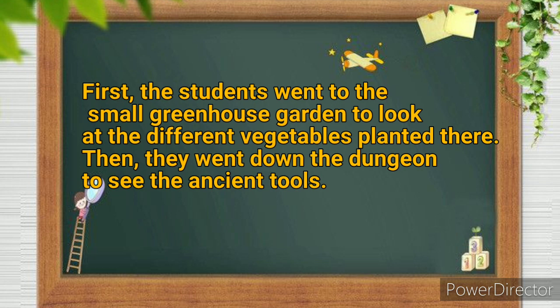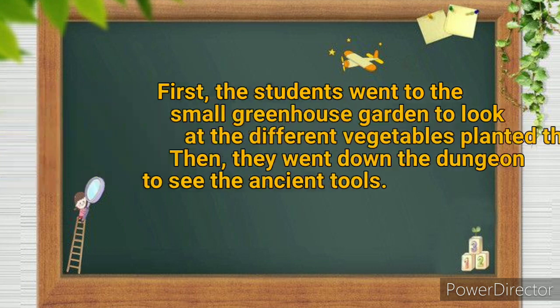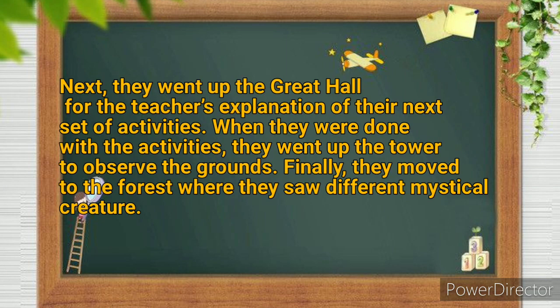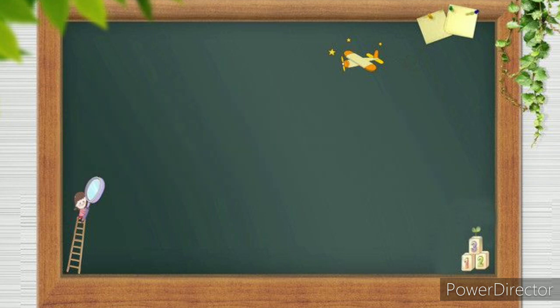First, the students went to the small greenhouse garden to look at the different vegetables planted there. Then, they went down the dungeon to see the ancient tools. Next, they went up the great hall for the teacher's explanation of their next set of activities. When they were done with the activities, they went up the tower to observe the grounds. Finally, they moved to the forest where they saw different mystical creatures.